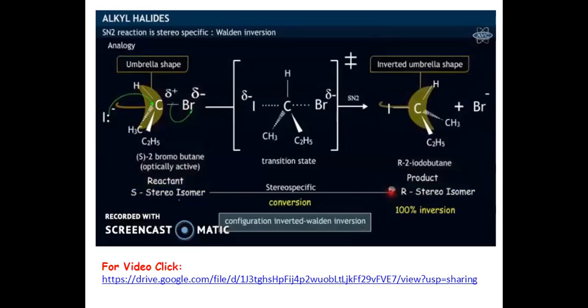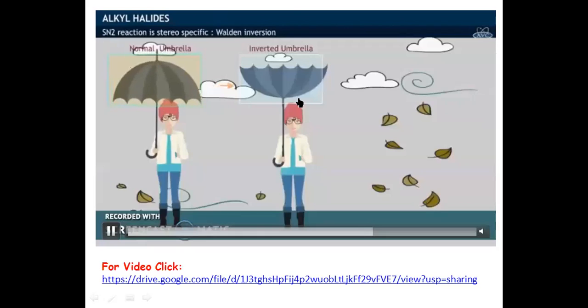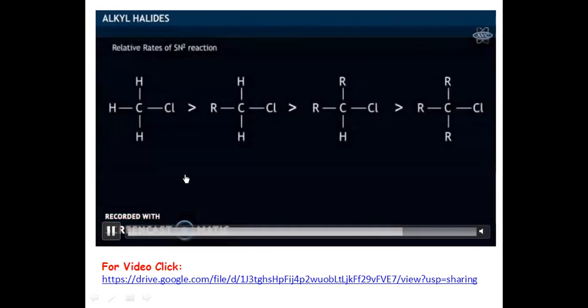It is also known as the flipping of umbrella. If, let's say, this is your umbrella, then this umbrella is flipped exactly. You will see that if there is a breeze when there is rain, you'll find that it gets inverted, and this is how the umbrella looks. Same thing happens. My leaving group and nucleophile are on opposite sides.